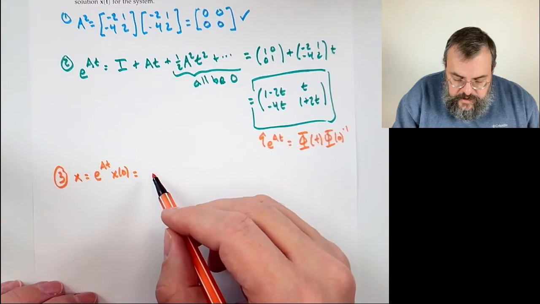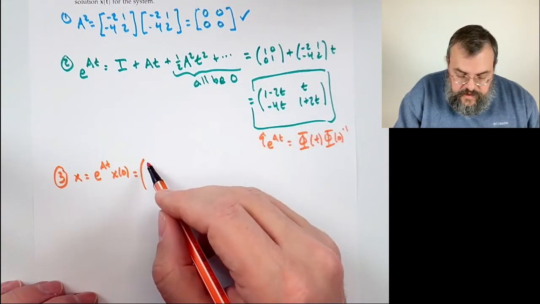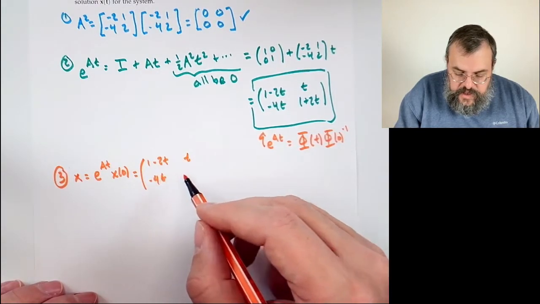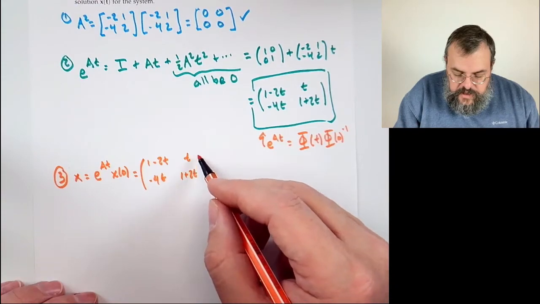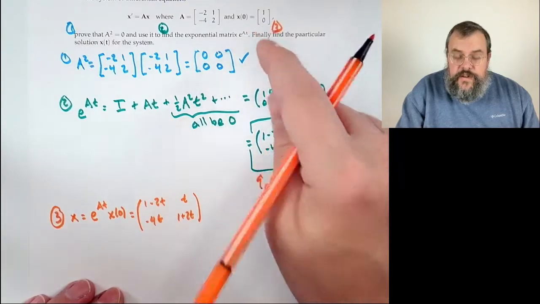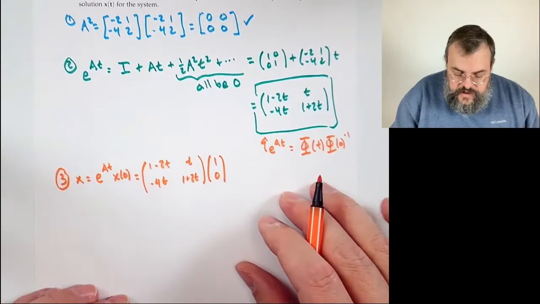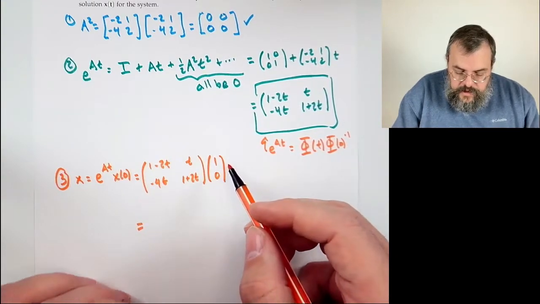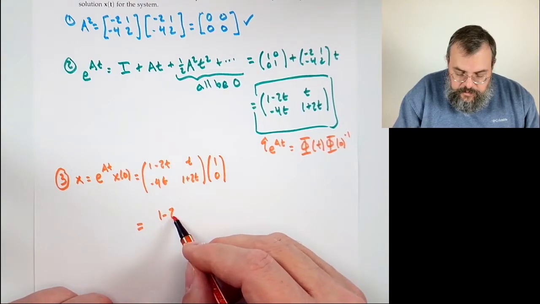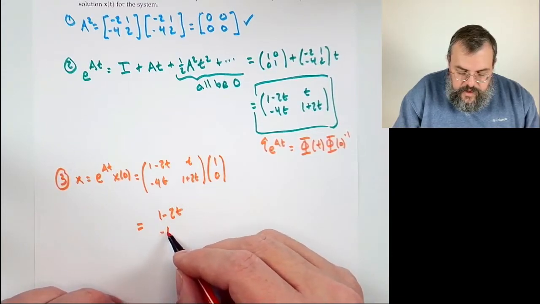Okay, well, we know what e to the At is. We just copy it down from what we just did: 1 minus 2t, t, minus 4t, 1 plus 2t. x0 is off the screen right now, but it's (1, 0). So we end up with 1 minus 2t times 1 plus 0, so 1 minus 2t, minus 4t plus 0, minus 4t.